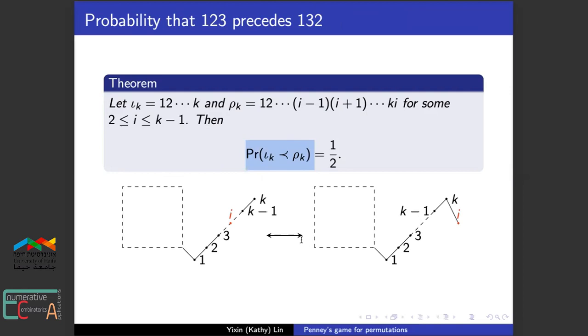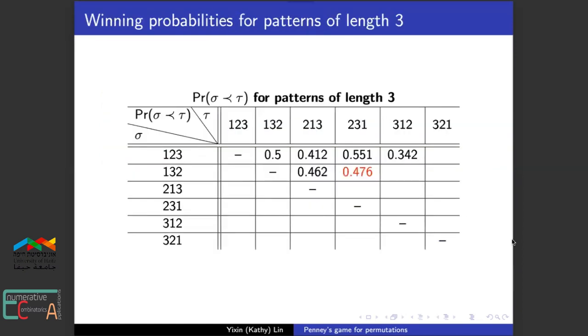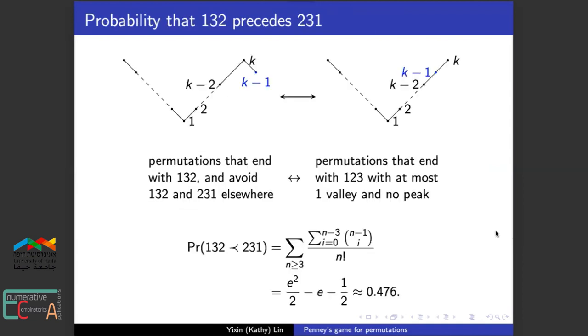So the number of permutations that end with 1, 2, 3 and avoid both 1, 2, 3 and 1, 3, 2 elsewhere is the same as the number of permutations that end with 1, 3, 2 and avoid both 1, 2, 3 and 1, 3, 2 elsewhere. The case of 1, 2, 3 and 1, 3, 2 is simply when I equals 2. The second probability we're talking about is the probability that 1, 3, 2 will show up before 2, 3, 1. It can also be computed using a bijection.